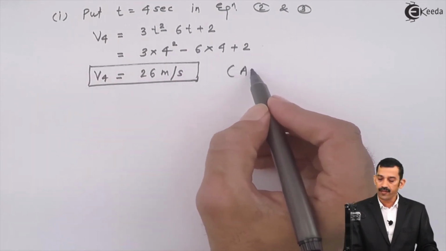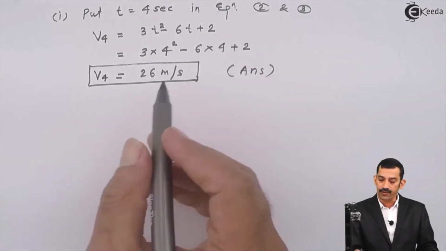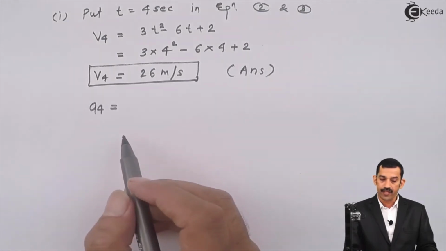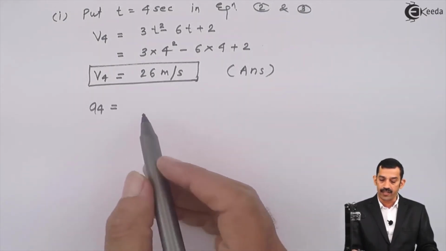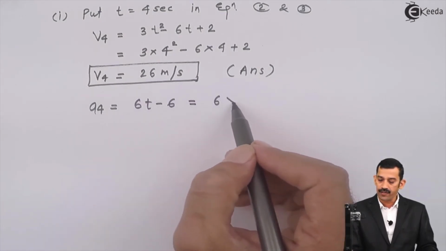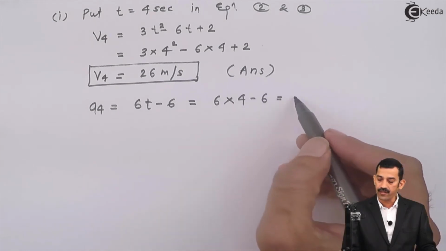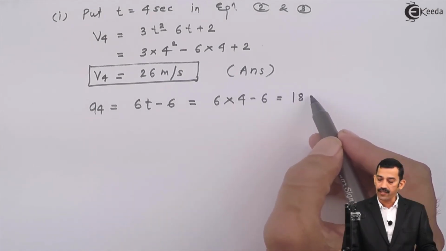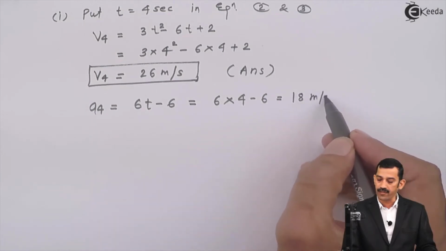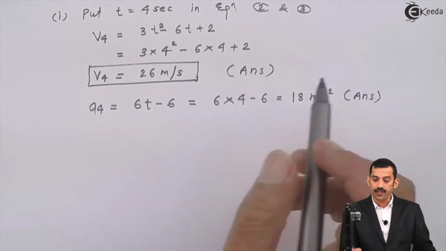Similarly, we will find the acceleration by substituting time t equal to 4 seconds in the third equation. The third equation of acceleration is 6t minus 6. If we put t as 4 seconds, 6 into 4 minus 6, the answer comes out to be 24 minus 6, 18 meters per second square. This is our second answer. This is the first part of the problem.